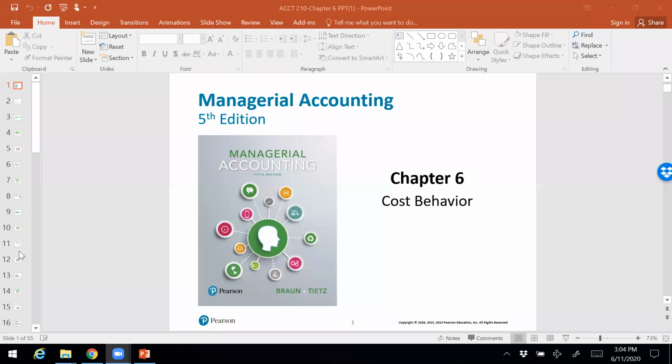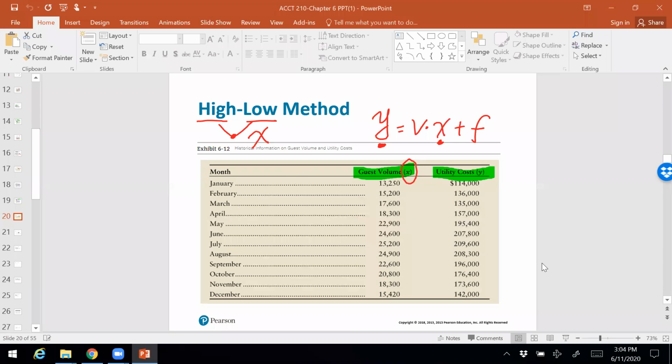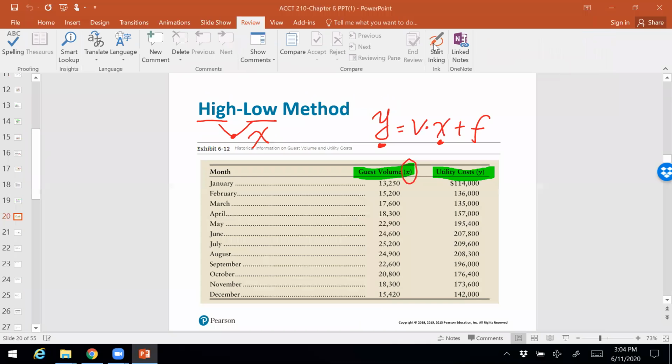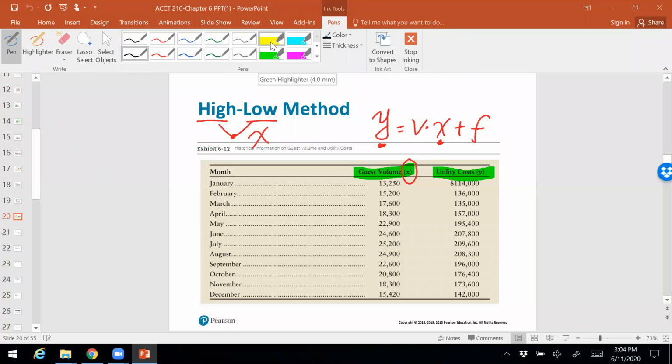Last time we started the high-low method, and then I left a question for you. I said, if this is in your exam, please find the high and the low point in terms of X. I don't know whether you found it or you are waiting for me to tell you the high and the low. Here is what I found.